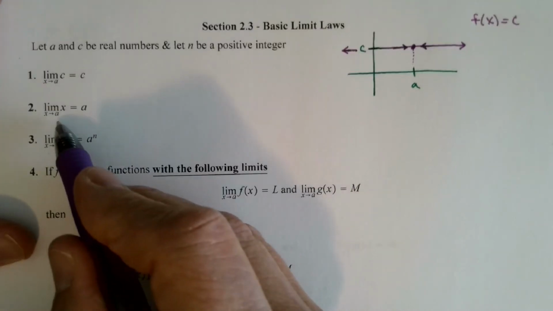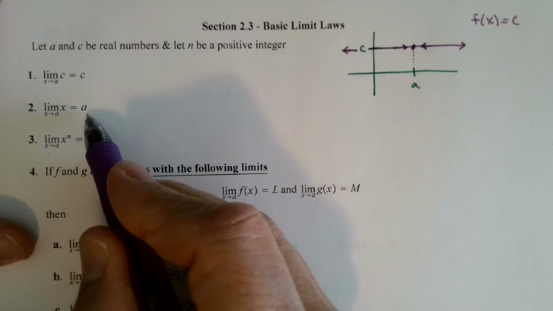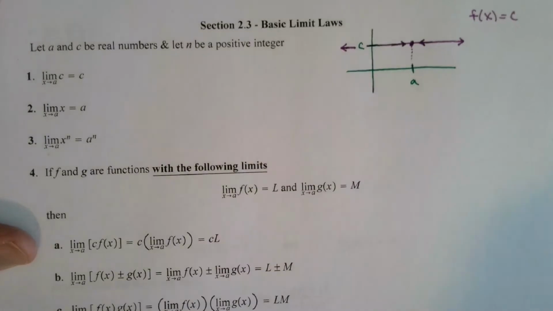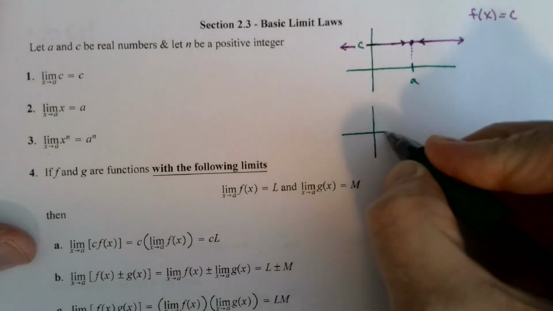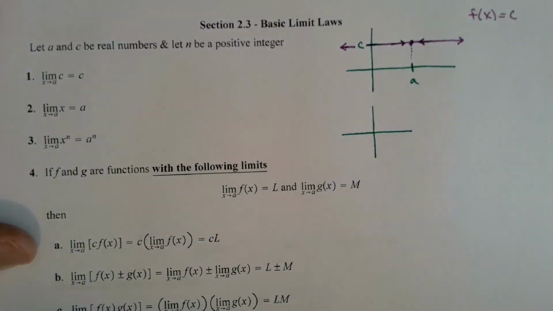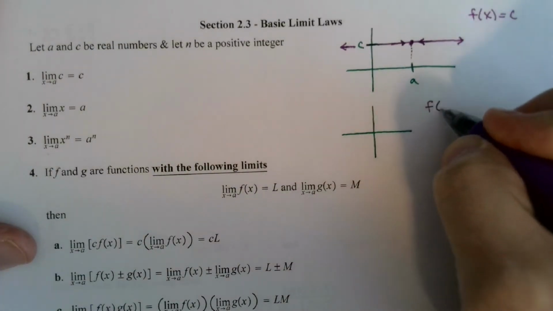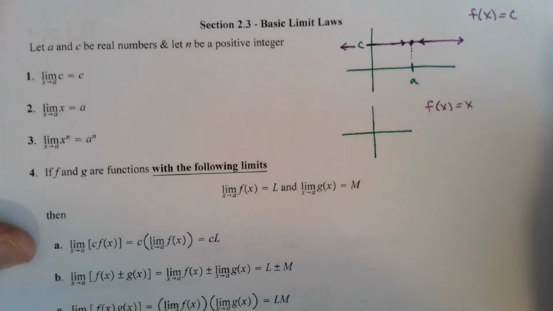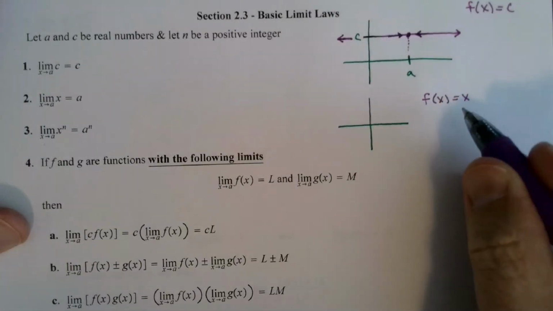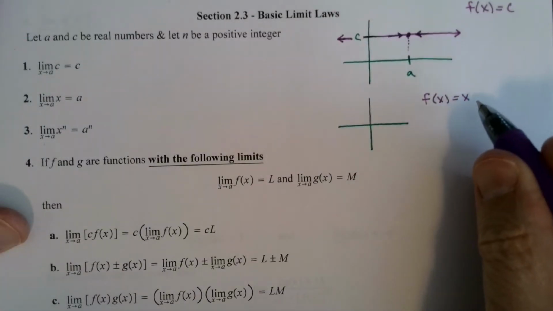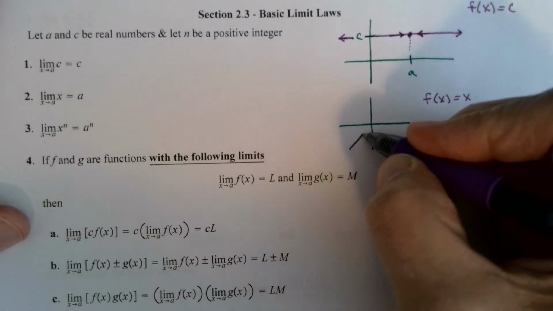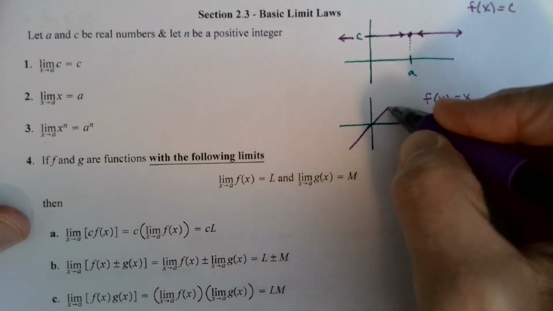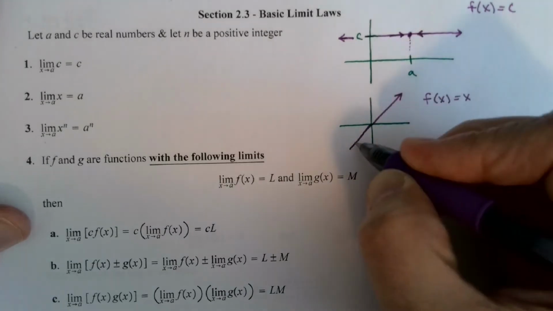The limit as x approaches a of x is equal to a. Again, we can look at the graph of the function f of x equals x. What does the graph of f of x equals x look like? Well, it's a line of slope 1, 1x plus 0, y-intercept 0. So it's a line of slope 1 passing right through the origin. So here's the graph of our function.